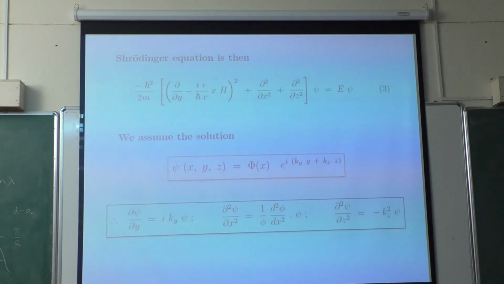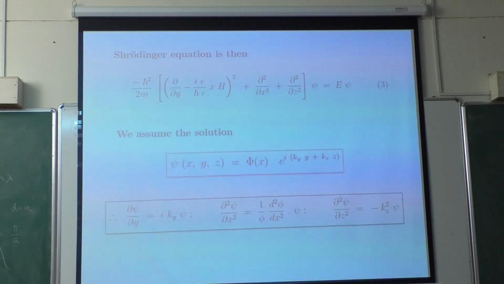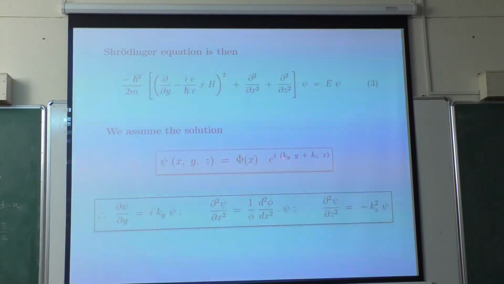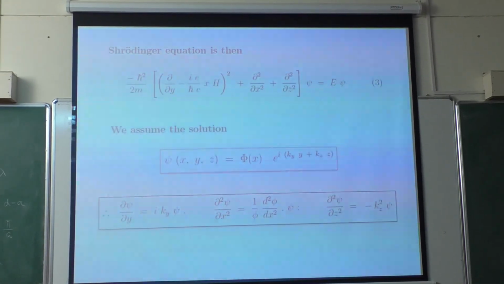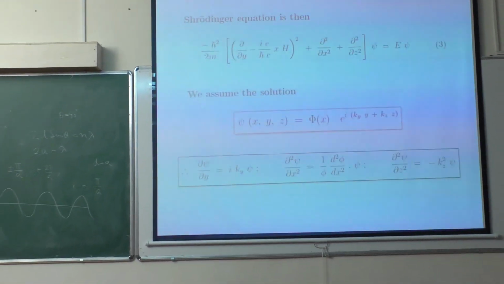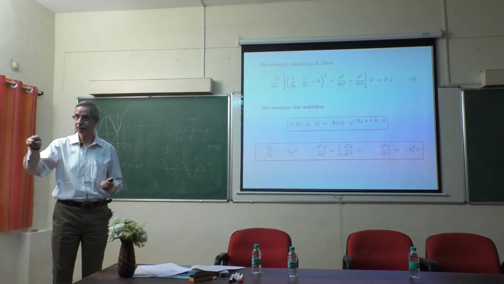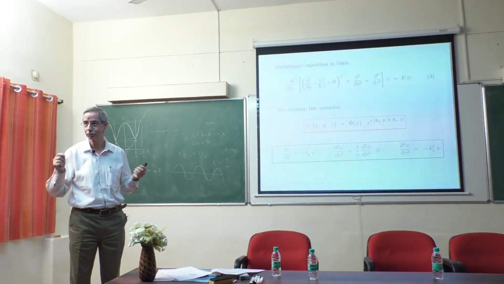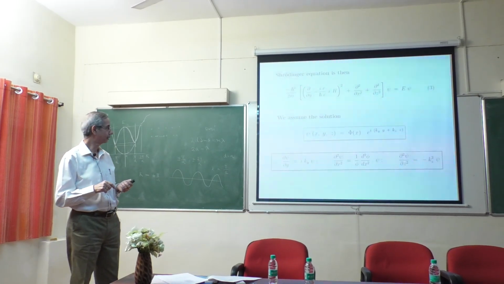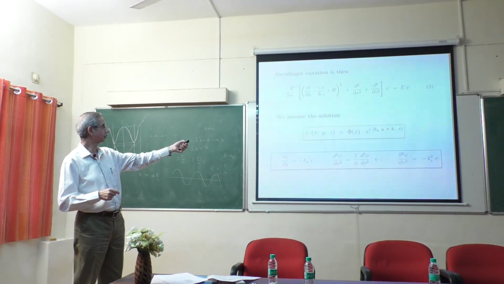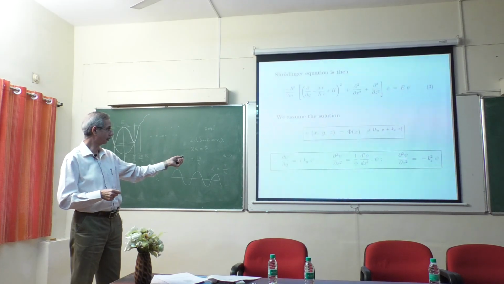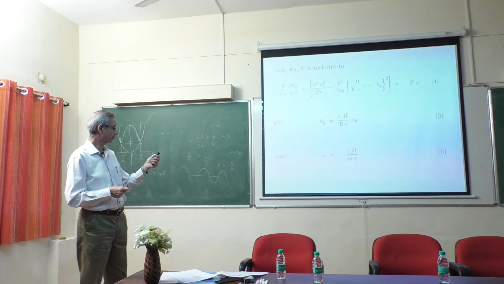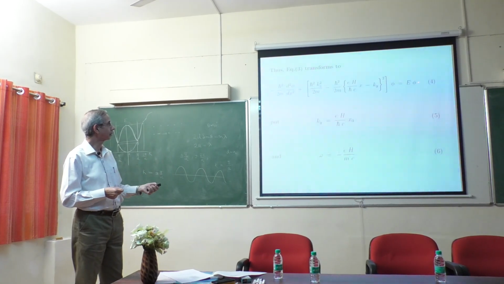Now, in this particular case, we assume that it has a solution of this type. That means in the directions y and z, it behaves like a plane wave, a plane wave in the directions ky and kz. But when it comes to x, we have some wave function which depends on x. So we use this as a solution and evaluate the different differentials. Finally what you get is this. This is the Schrodinger equation.